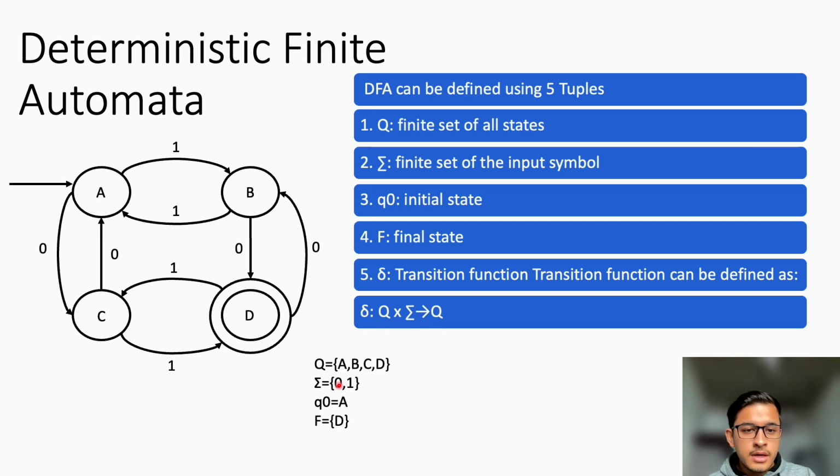In this diagram, as I have already told you, Q is all the states we have, so here A, B, C, D, and sigma is the inputs we have. Here there are two types of inputs, 0 and 1. Q naught is the initial state or the start state, and F is the final state, that is the D, which means D is the final state. So let us understand deterministic finite automata using some examples.